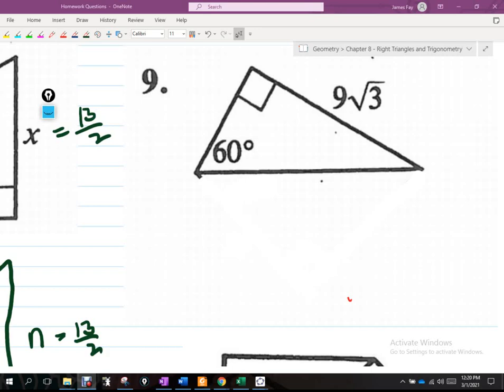Across from 60 is always what side? N radical 3 side. Okay? So what's that allow me to solve for here? What is n going to be? N is going to be 9. 9 should then go across from what angle? Should go across from your 30, right? So 9 should go here. Now, what should this distance here be? 18. Is that okay with everybody in that triangle?